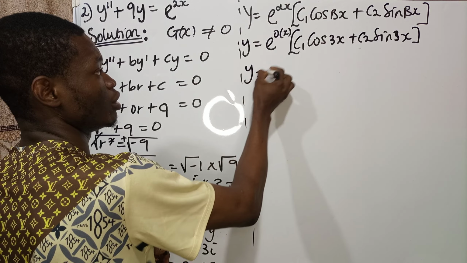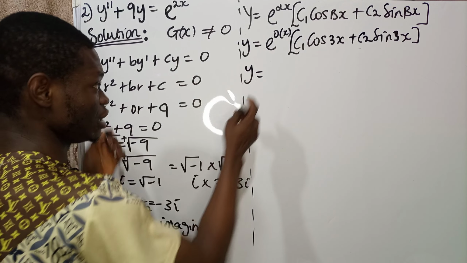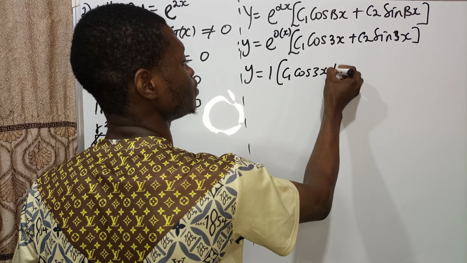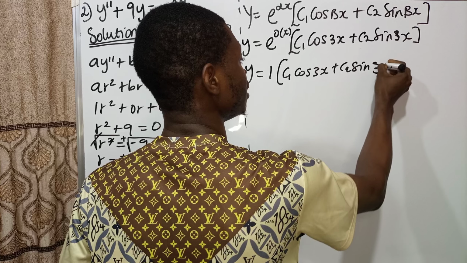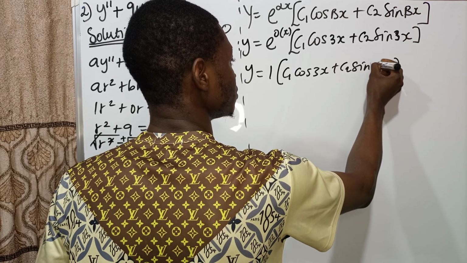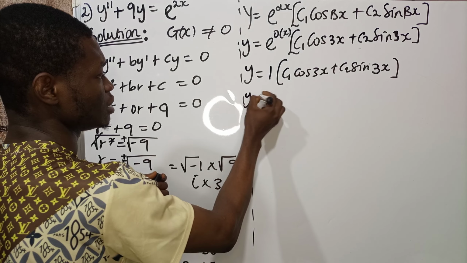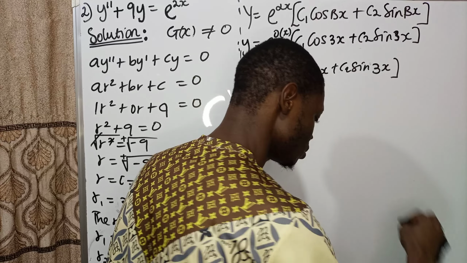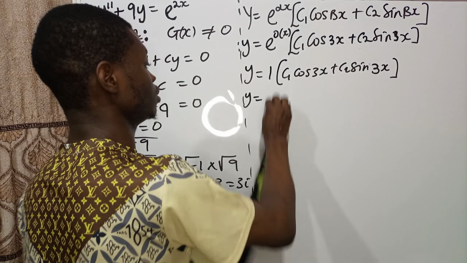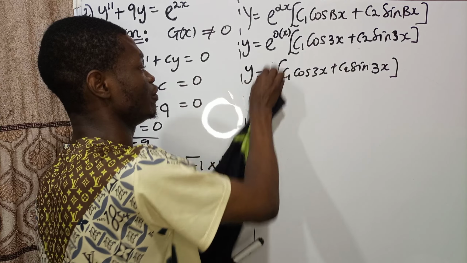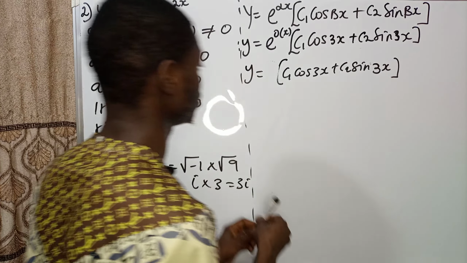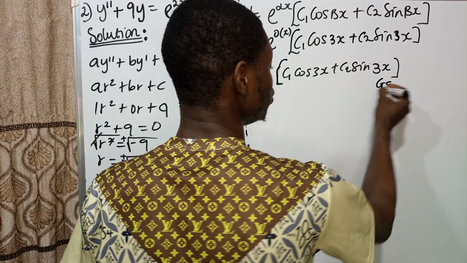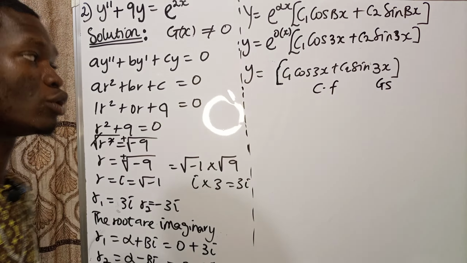So this time alpha gives us 0, and e raised to the power 0 is 1. So we have y = c1 cos 3x + c2 sin 3x. This is our general solution, which is also our complementary function. You understand?